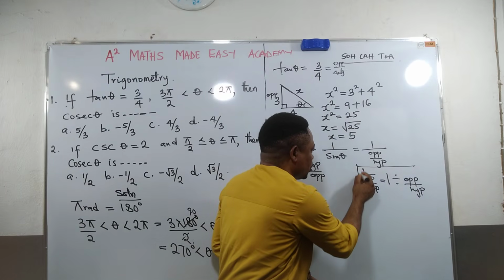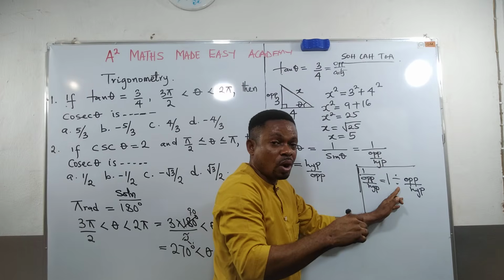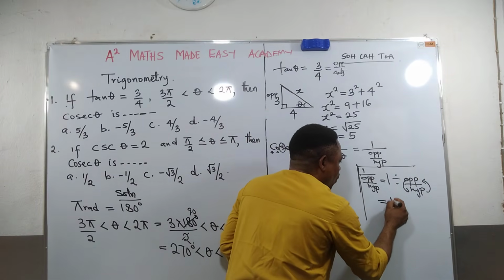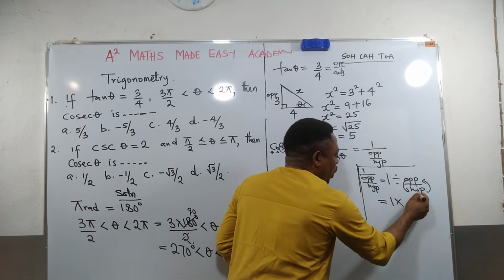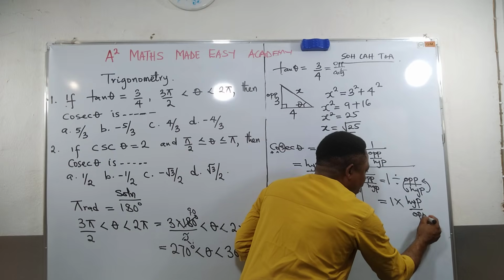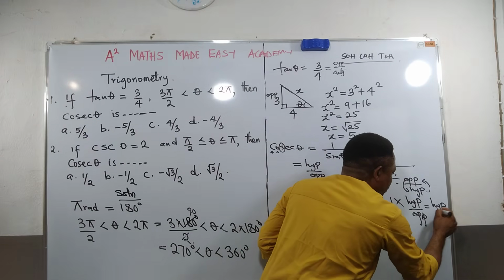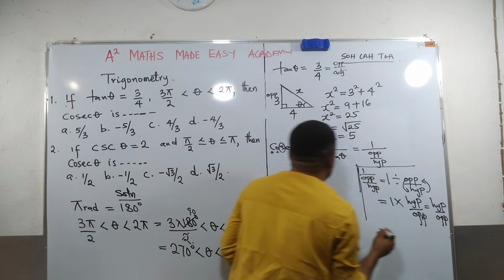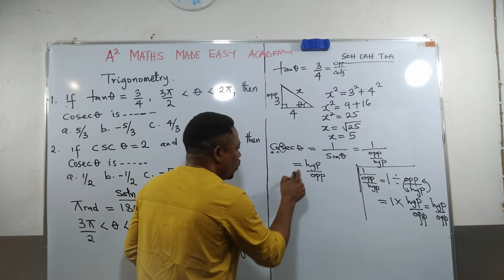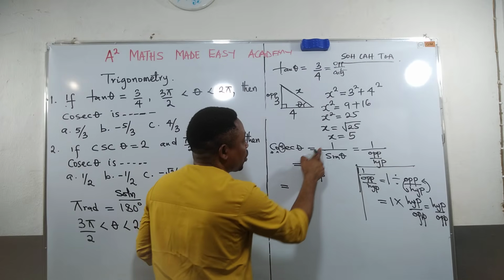Now change this to multiplication. Inversion will occur. This one will move up, then 1 will move down. So we now have 1 times hypotenuse, and opposite will come down. And the end becomes hypotenuse all over opposite. Are you there? That's why we have this. Then my problem is solved. Now, what is hypotenuse from the formula? We have solved it already. X.